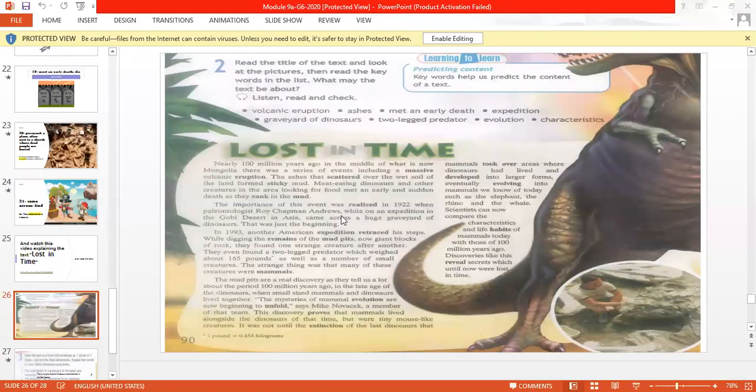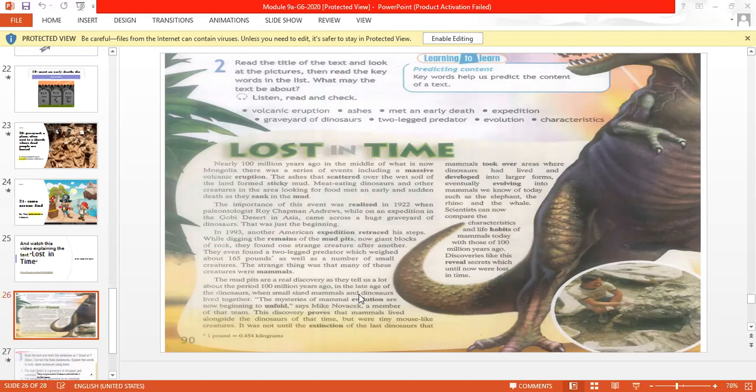The importance of this event was realized in 1922 when paleontologists, and we said paleontologist is the one who studies fossils. Fossils means the bones or the shells of the animals. His name was Roy Chapman Andrews. While on an expedition, the short journey for a specific purpose in the Gobi Desert in Asia, he came across a huge graveyard. And we say came across means found, or here in the past it's found, a huge graveyard of dinosaurs. That was just the beginning. He found this graveyard for dinosaurs in Asia.